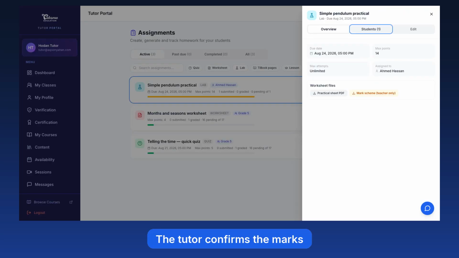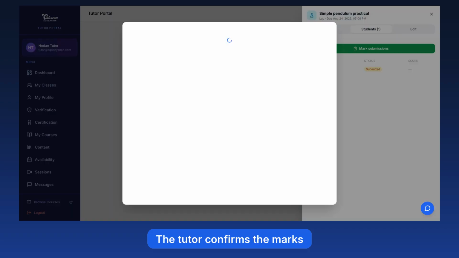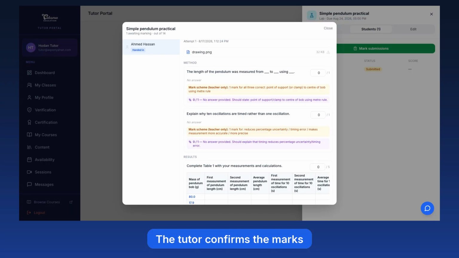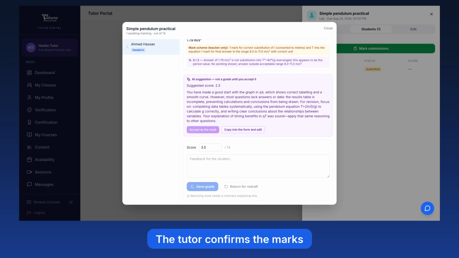Back at the tutor's desk, the submission sits beside the marking, every question, Ahmed's answer, the mark scheme, and the suggested mark. The tutor adjusts where they disagree, the total recalculates, and accepts. Only now does the grade reach Ahmed and the gradebook.